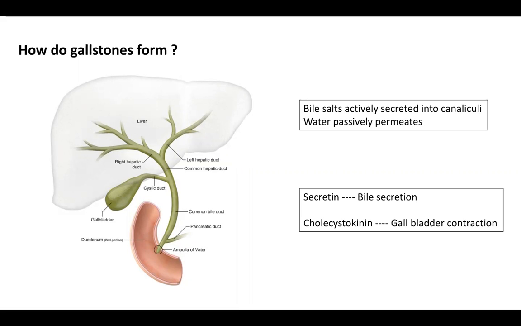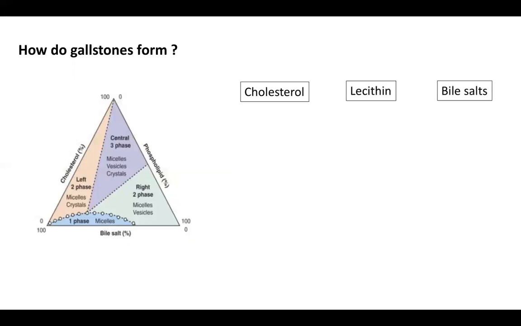Now, it is important to understand that bile salts are actively secreted, whereas water passively permeates through. So bile salt secretion is an energy-rich process. The hormone that controls bile secretion is secretin, and the one that controls gallbladder contraction is cholecystokinin.